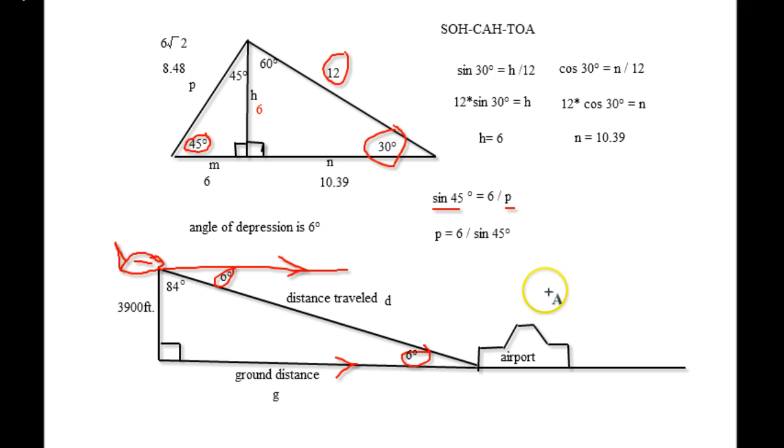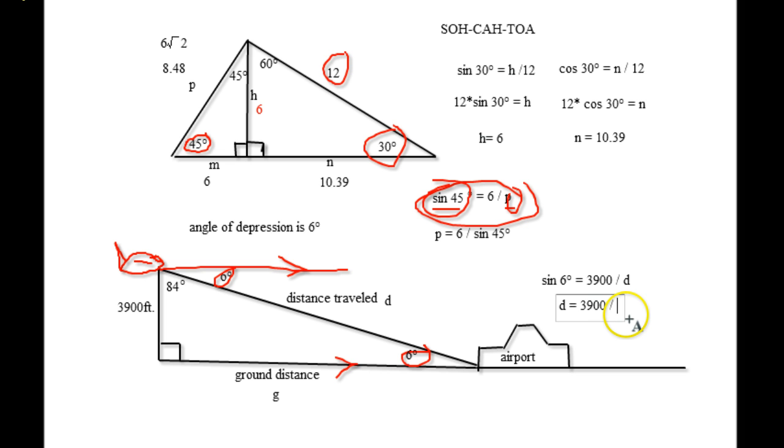So we just set it up. We use SOHCAHTOA. I will be using the 6 degrees and 3900, so that would be sine. So sine of 6 degrees is equal to 3900 divided by the distance traveled. And if you notice, that's a lot like this problem up here. So all I have to do is switch the variable and the trig function, and then I'm good to go. And so D equals 3900 divided by sine of 6.